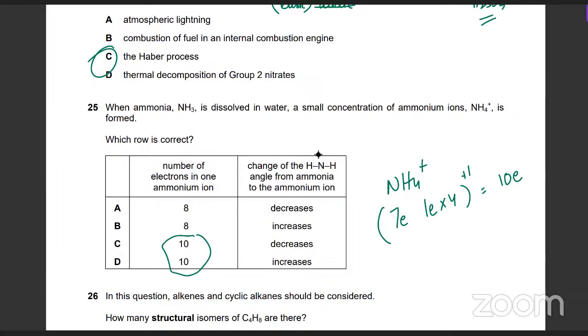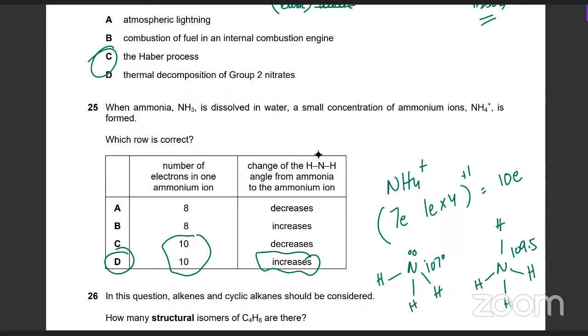The change of the bond angle. What's the bond angle in NH3? And what's the bond angle in NH4+? It increases. Over here, because of the lone pair, the angle is 107. And over here in tetrahedral arrangement, the angle is 109.5. So it does increase. Okay, is this clear?